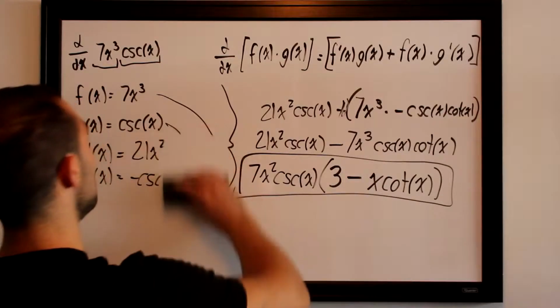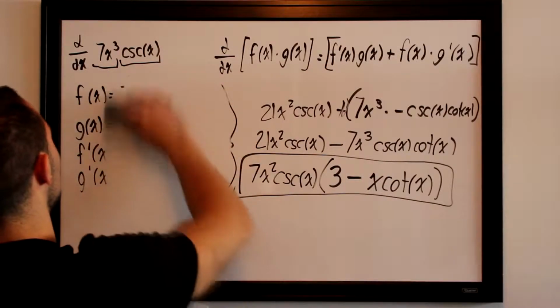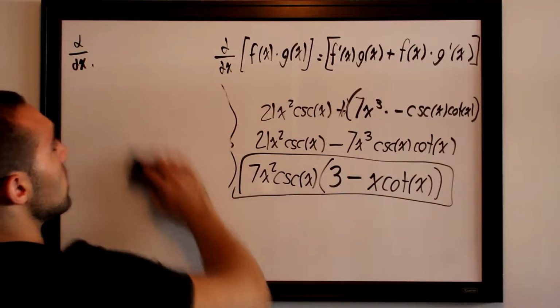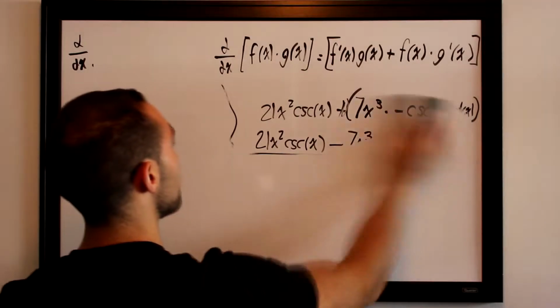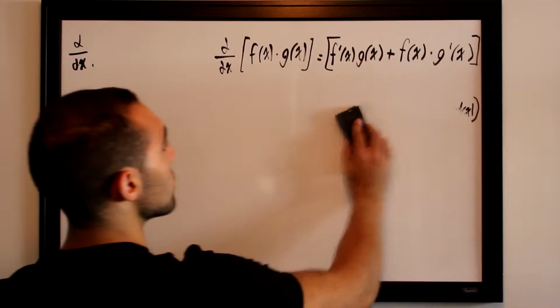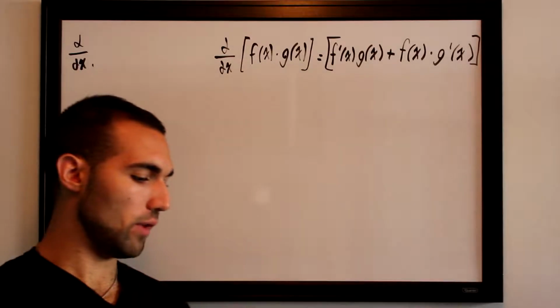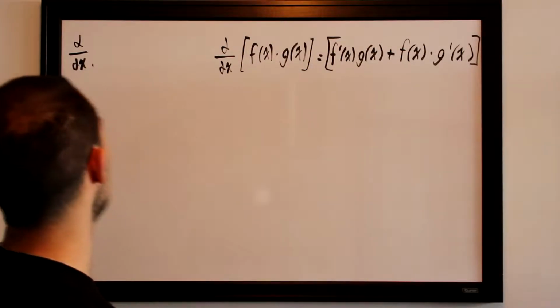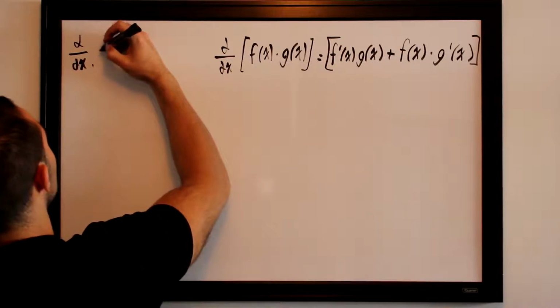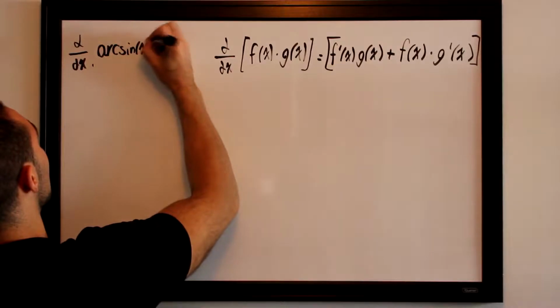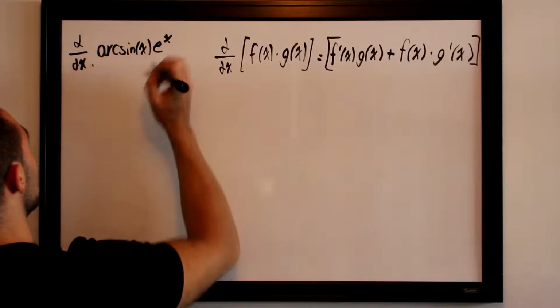Next example. Oh no, I erased all my f's and g's. Alright, I'll restart. So we want to take the derivative of the function arc sine of x times e to the x. Arc sine of x times e to the x.